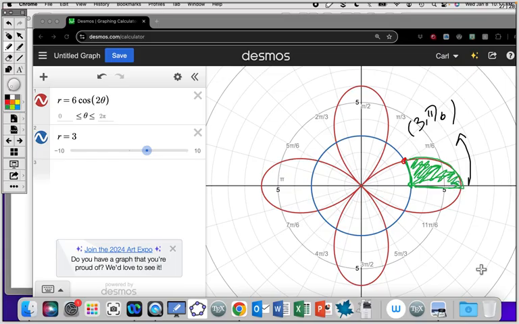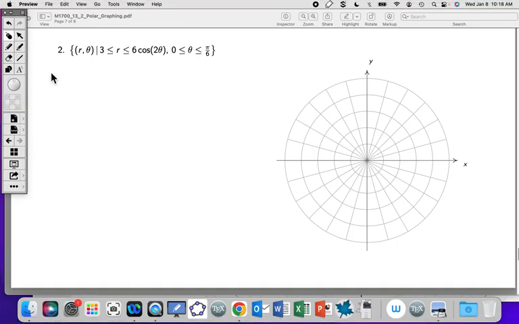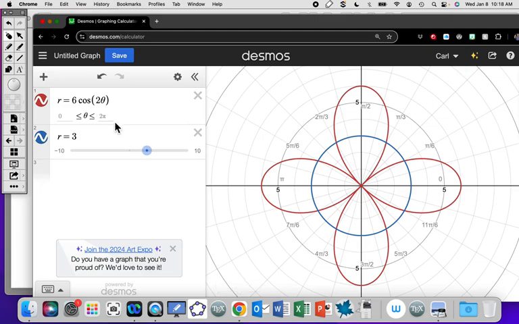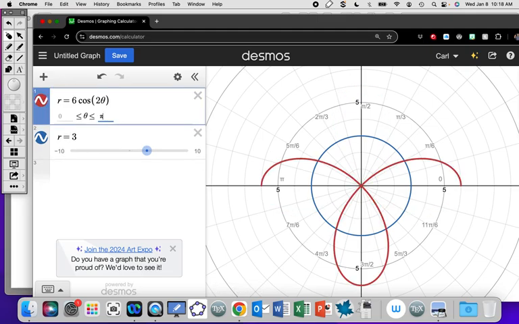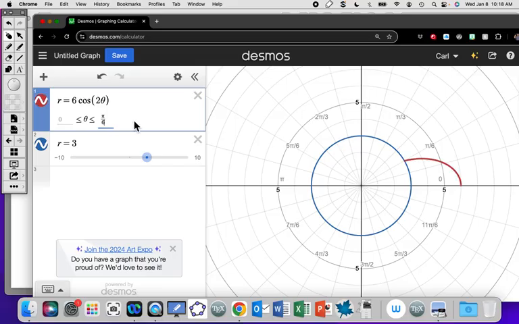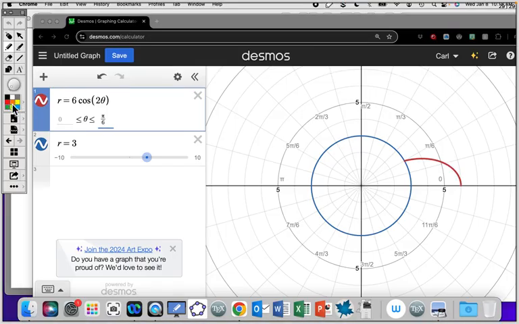All right. So I guess I could restrict this here if I wanted to show that a little better. Whoops, sorry about that. So restrict this to pi over 6. There it is. And so we're looking for this region here. All right. R is between 3 and the curve for those angles theta.